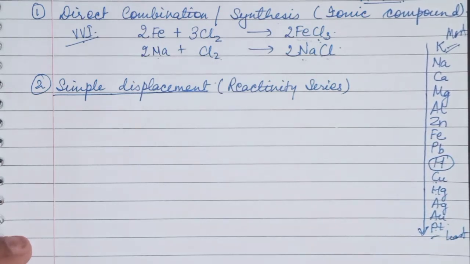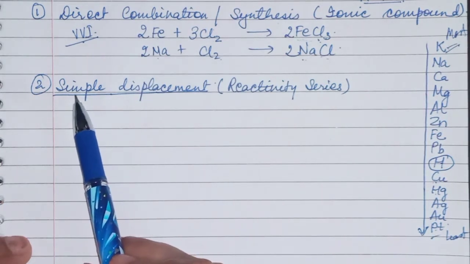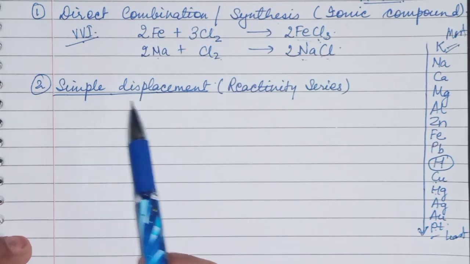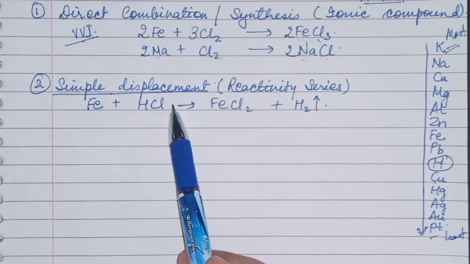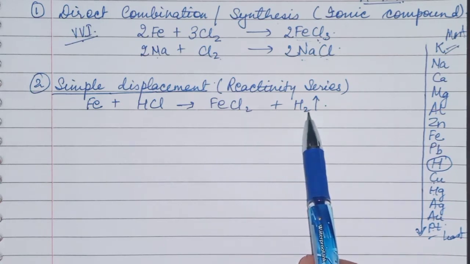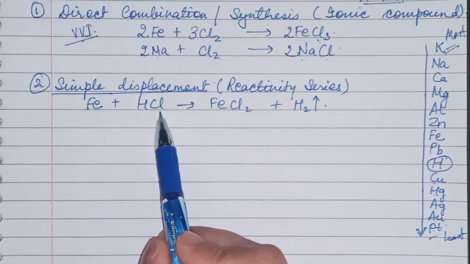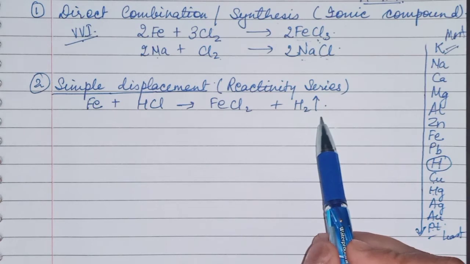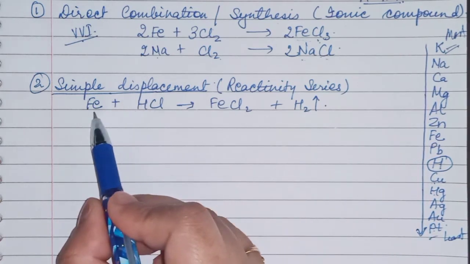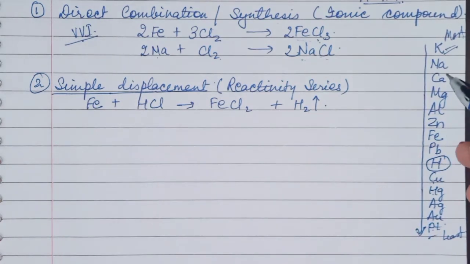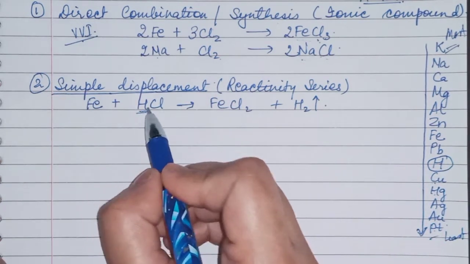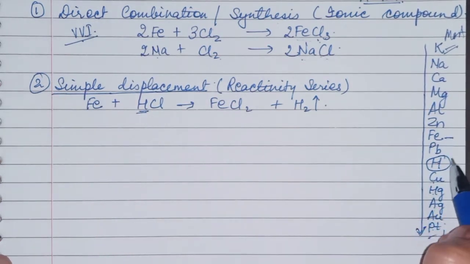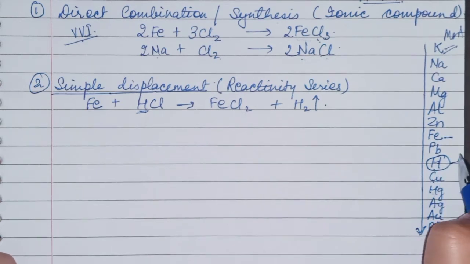Okay, so you have to remember this reactivity series. Only on that basis you will be able to write simple displacement reactions. Now children, see here, metal and acid will give salt and hydrogen gas. Here you have to remember that the metal must be above hydrogen in the reactivity series. So hydrogen is here and iron is above hydrogen, so here the reaction will take place.